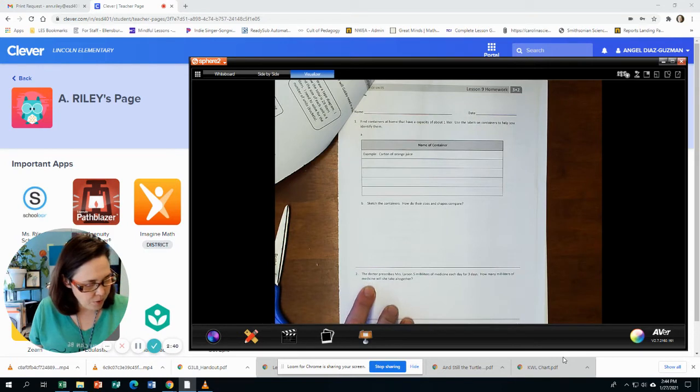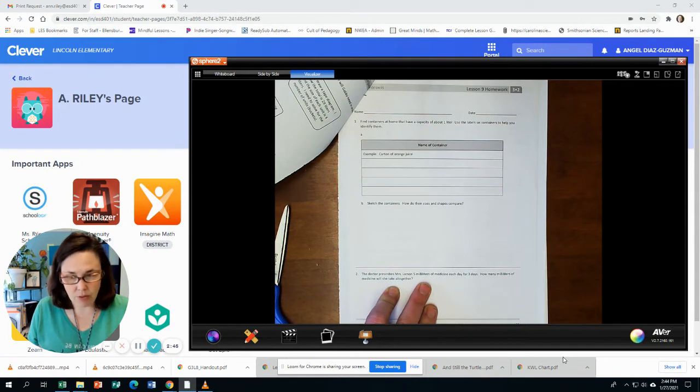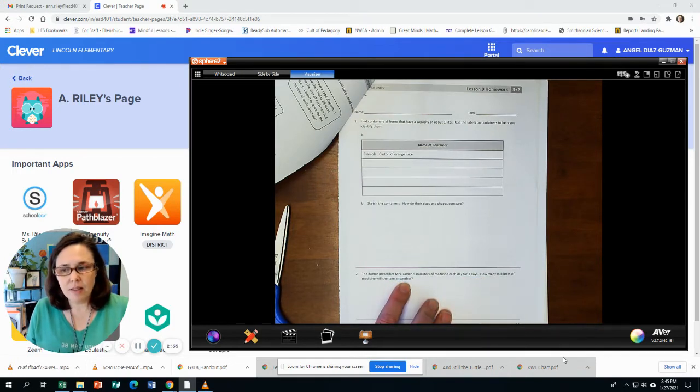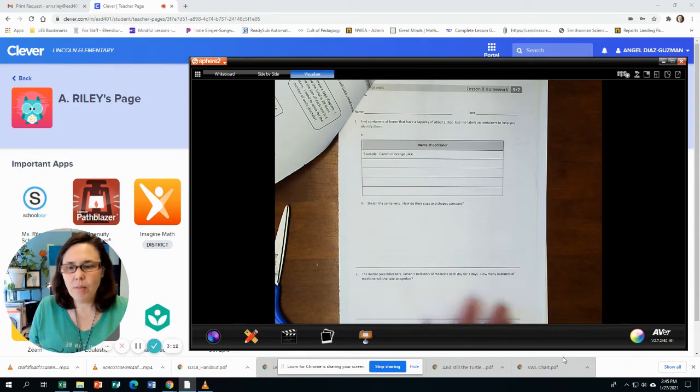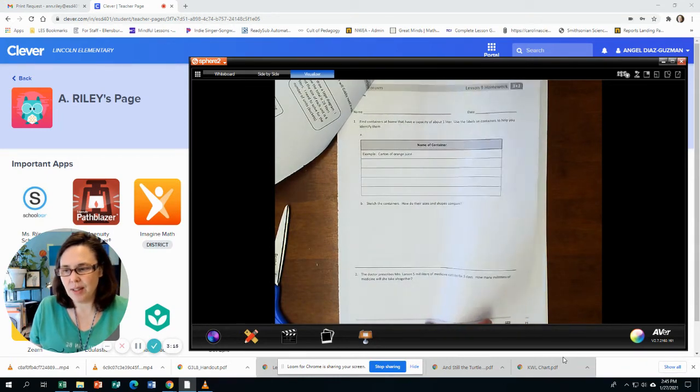And then here is another question. The doctor prescribes Mrs. Larson 5 milliliters of medicine each day for 3 days. How many milliliters of medicine will she take altogether? Now, this is definitely a read, draw, write question. So read it, then go back, read it again, and draw what you know. This would be a great problem to use a tape diagram on. So give it a shot and figure out how many milliliters of medicine she takes all together.